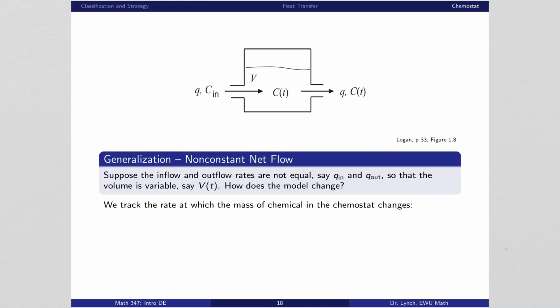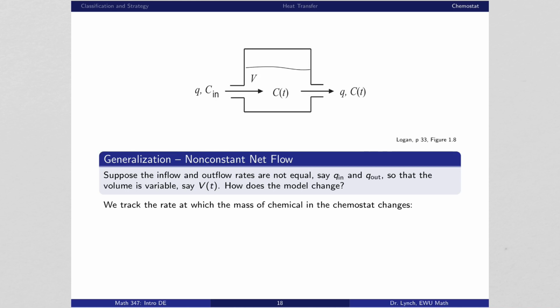Okay, so we'll end with a couple variations on these chemostat models that end up not being separable differential equations that we'll have a look at later. So here's the first generalization. We'll assume that the inflow and outflow rates are not equal. So we're going to assume that the rate flowing in is something like Q_in, and the rate flowing out is something like Q_out, so that the volume is variable too.